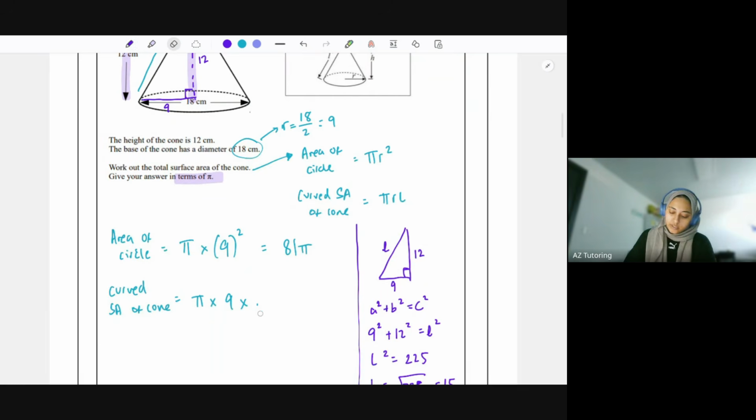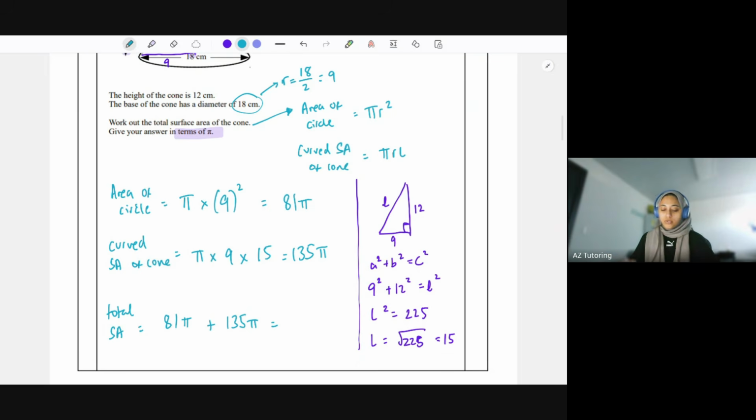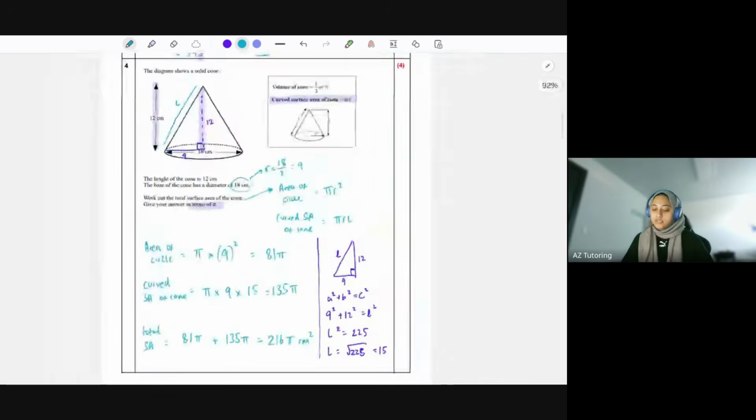So I can now substitute it into here. So 15 times 9 gives me 135 pi. So the total surface area is going to be the area of the circle, which is 81 pi, plus the curved surface area of the cone, which is 135 pi. They've said give your answer in terms of pi, so we're just doing 81 pi plus 135 pi. So 81 add 135 is 216 pi, and then our units would be centimeters squared since it's area.